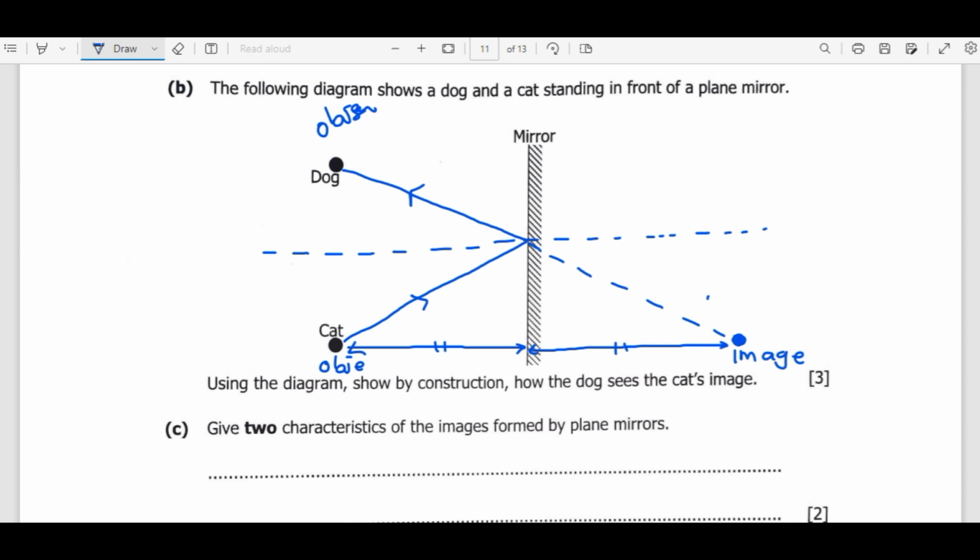So question C, give two characteristics of the images formed by the plane mirror. So the first one is it is virtual. Then the second one is the distance of the image is equal to the distance of the object.